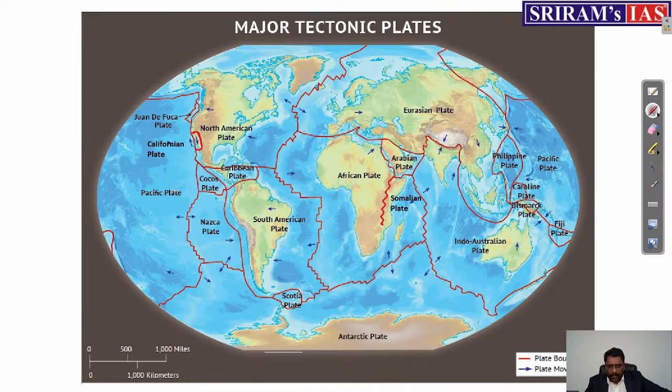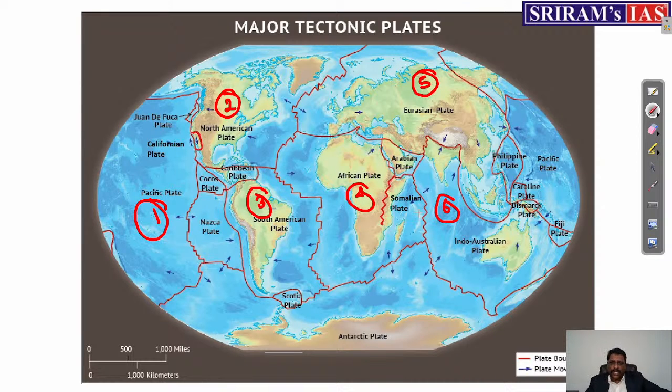Major plates, 7 major plates. What are the 7 major plates? 1, Pacific plate; 2, North American plate; 3, South American plate; 4, African plate; 5, Eurasian plate; 6, India and Australia, the same plate called the Indo-Australian plate; 7, Antarctic plate. All these 7 are the major plates.